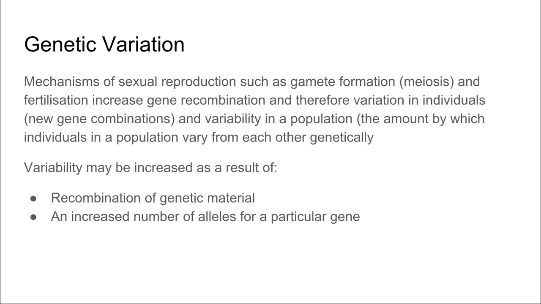When we have sexual reproduction, there are processes that occur that increase genetic variation. In gamete formation, during meiosis, we see this happening. And then further on, at fertilization, we see an increase in gene recombination, and therefore a whole lot of new gene combinations being produced. This variation can be a result of recombination of genetic material, and it can be an increased number of alleles for a particular gene being present in that population.